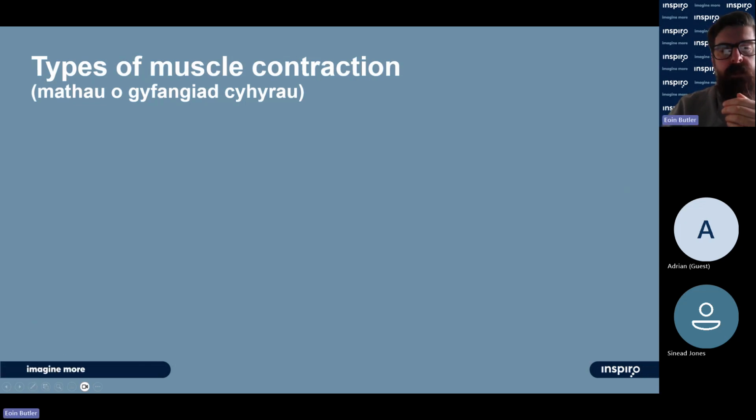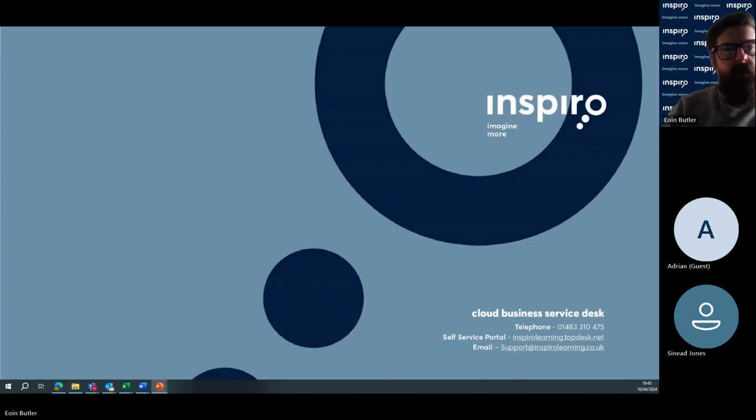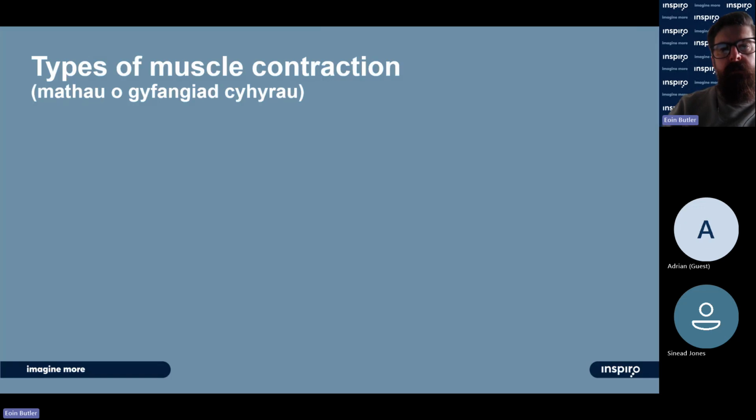Any idea of what our different types of muscle contraction are? Concentric and eccentric. Good. There's one or two more.